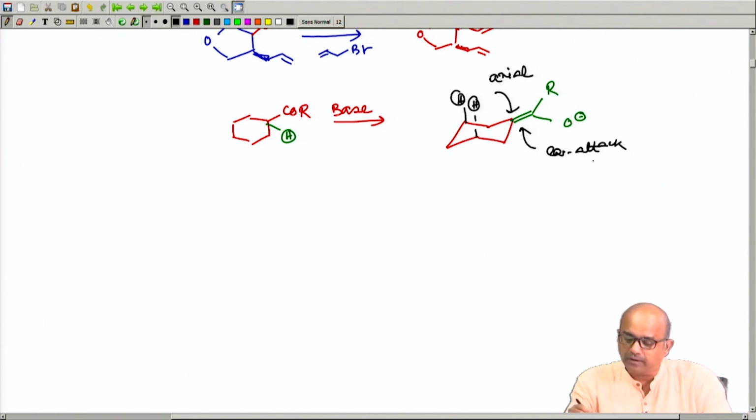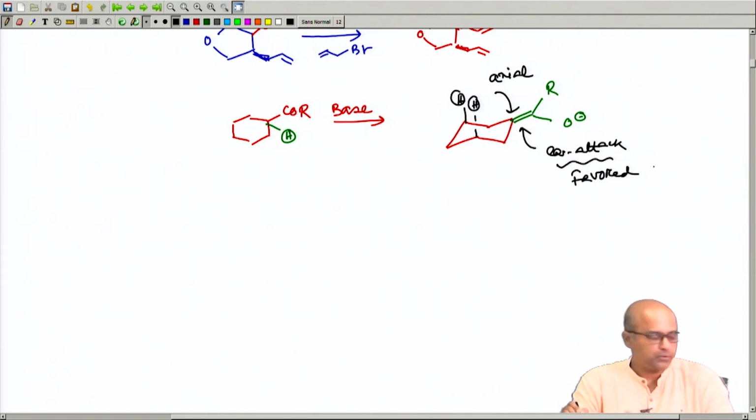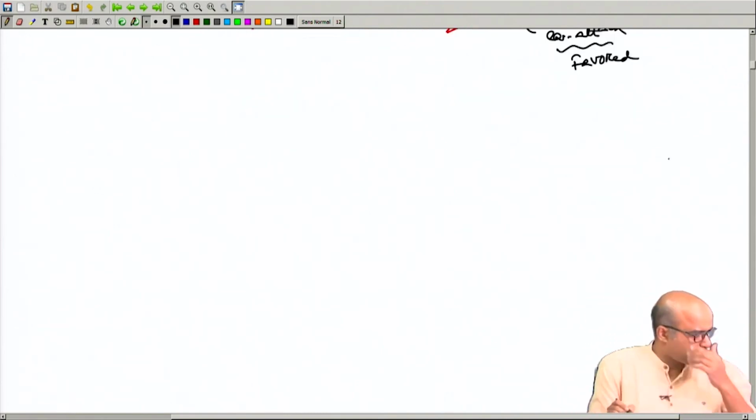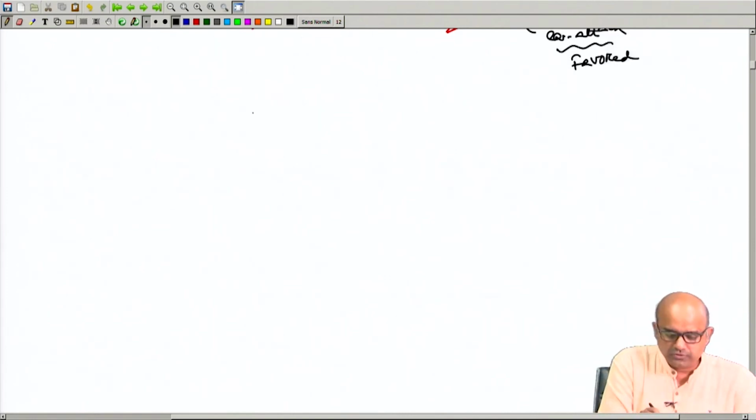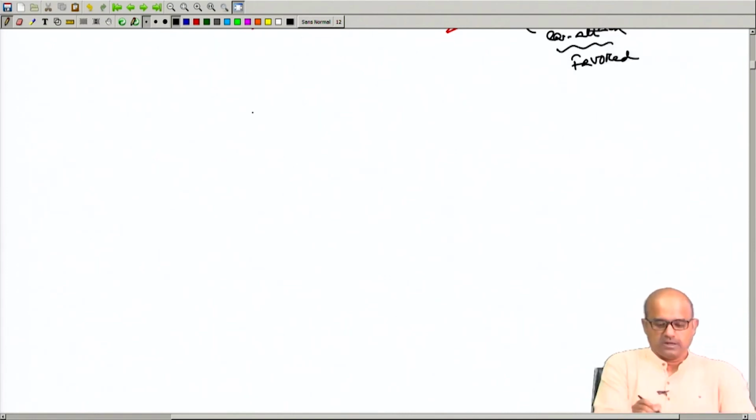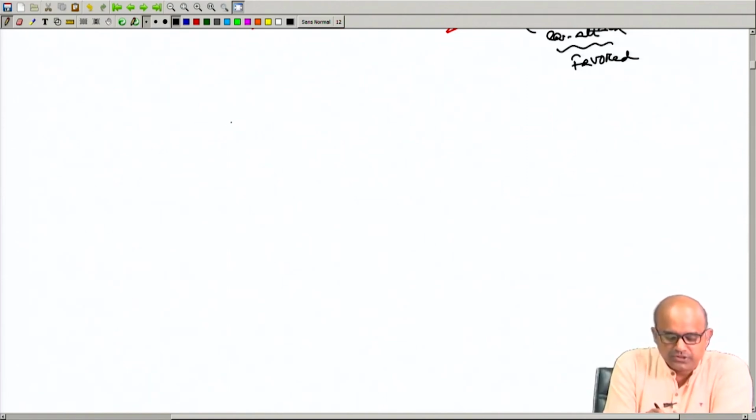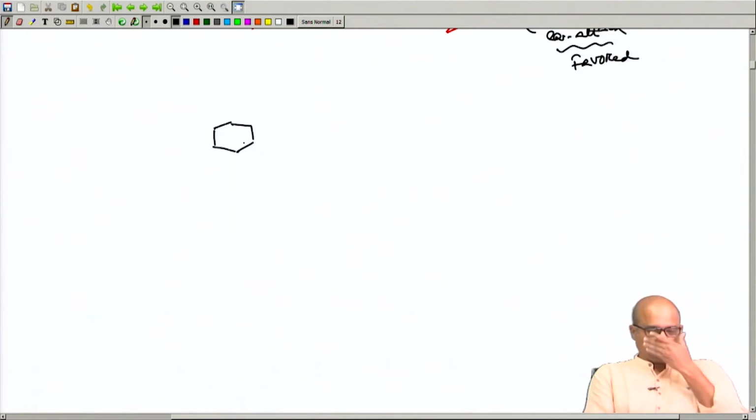In the equatorial attack, somehow you do not get those kinds of steric bias. So, equatorial attack is usually favored in a normal system. That was the way you can explain it. So, by predicting a similar kind of working model, you can eventually try to explain a couple of things, which we will next just try to give you a discussion.